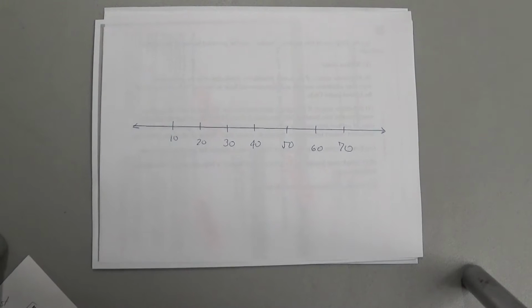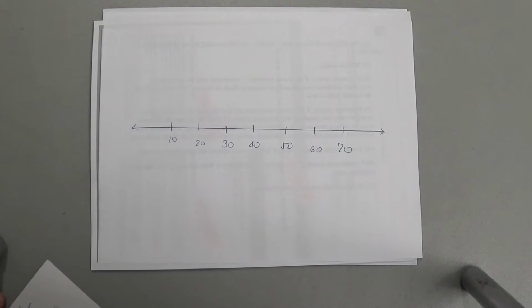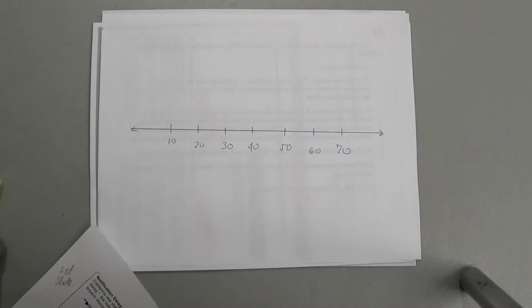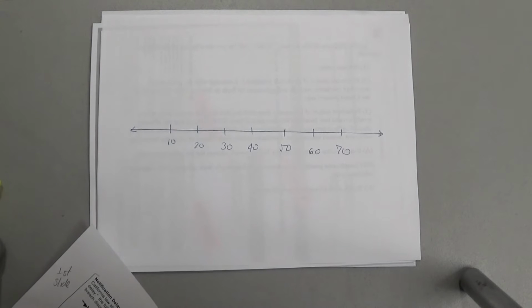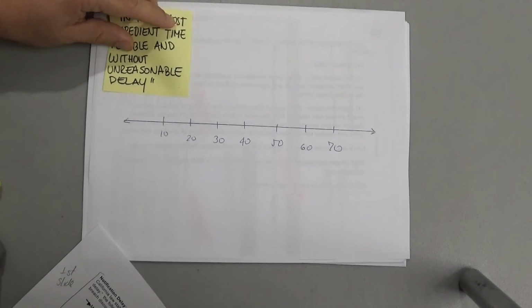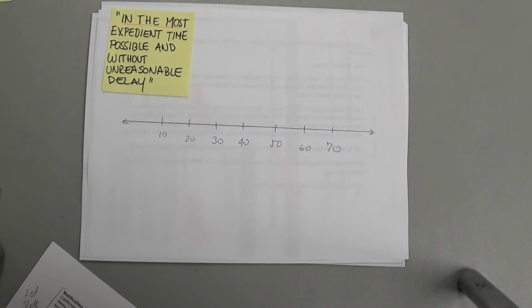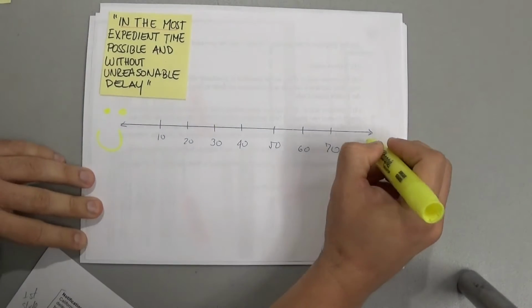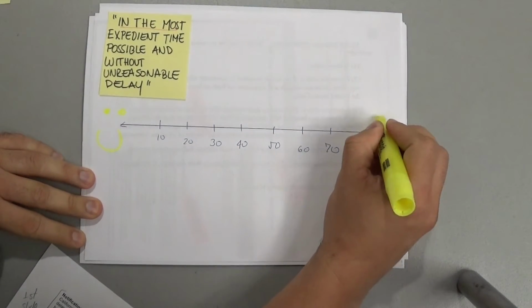Okay, now we are going to review some real cases. First, we're going to start with the notification delay. In the law the definition is a little bit vague, because it says "in the most expedient time possible and without unreasonable delay." So this definition could be taken advantage of by companies to take a little bit longer without breaking the law, right?